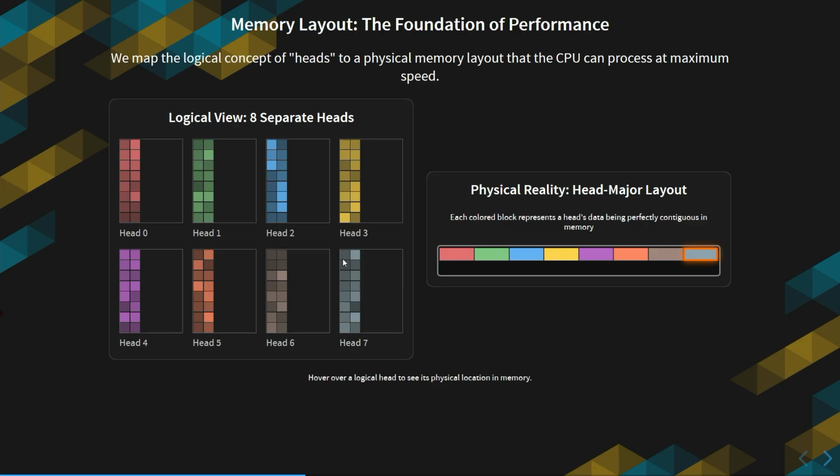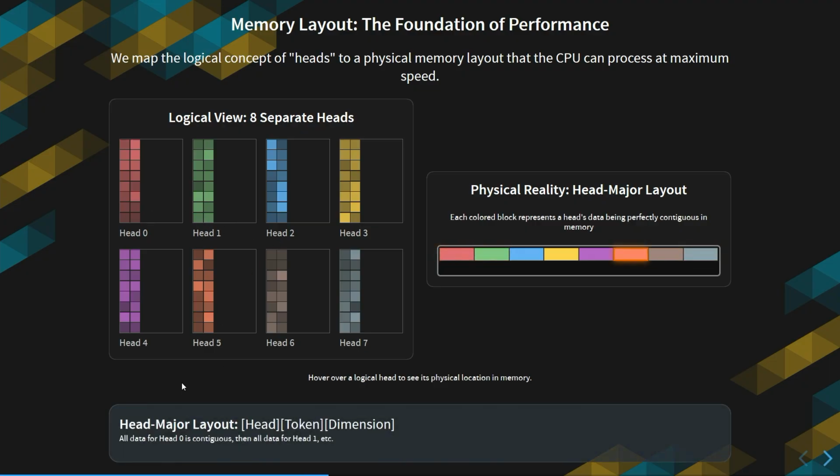So this enables perfect cache locality during head parallel processing. When we're processing head 0, all of its data fits in cache without interfering with other heads. And that's really what we're trying to get: can we get the maximum speed with the design that we have over here.